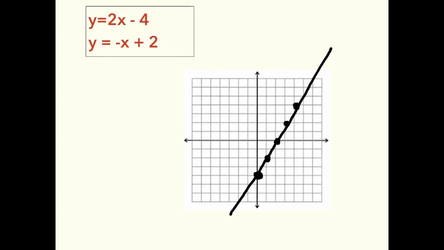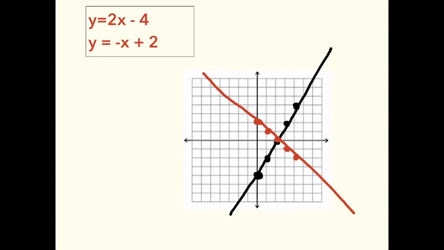Then we'll go to the other one, y equals negative x plus 2. Since it's negative, we're going down 1 over 1. Down 1 over 1. So there's this line. You can see they cross. They have an intersection point right here. That means we have one solution to this system of equations. And that's right here, this point.